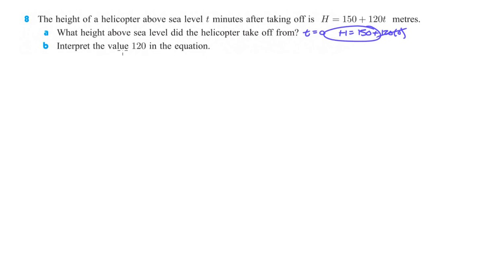Okay. Interpret the value 120 in the equation. So the 120 is right here, that is with the t. So this is our gradient or slope, right? So that means, since it's positive 120, that the helicopter goes up 120 meters every minute. Okay, that's all we did for 8.